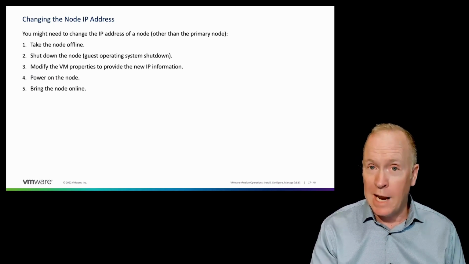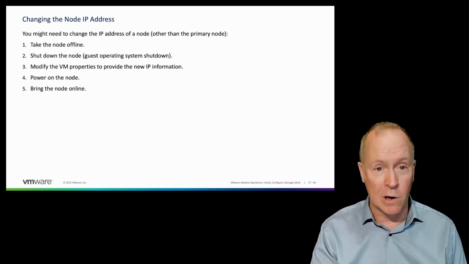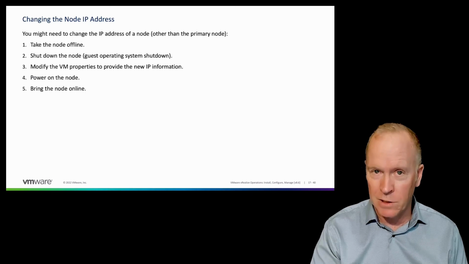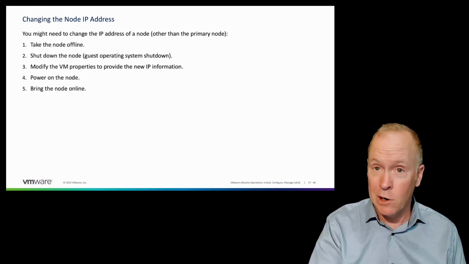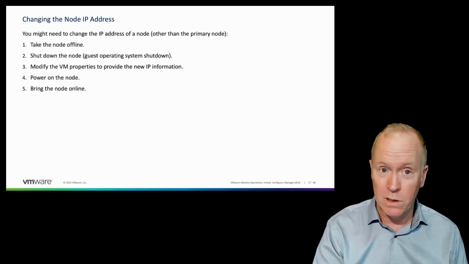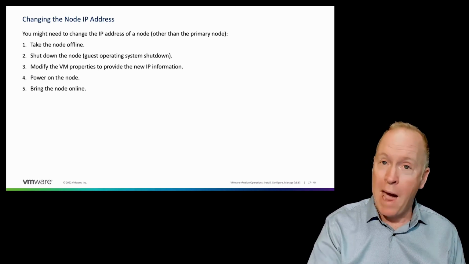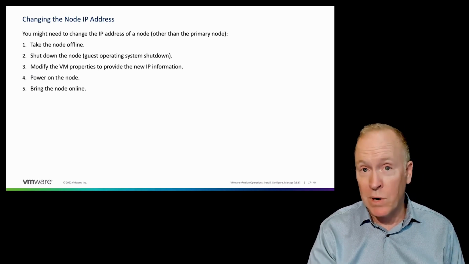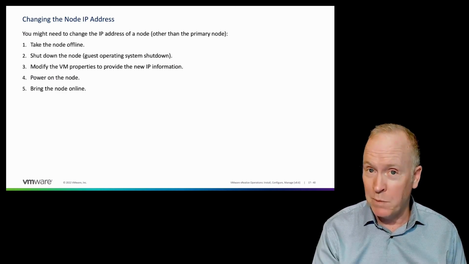If you need to change the IP address of a non-primary node, you take the node offline. So that means go into the admin UI, go to system status and take the node offline. At that point, you can shut down the node, modify its IP address, power the node back on, and bring the node back online. Again, this is the process for changing the IP address on non-primary nodes.